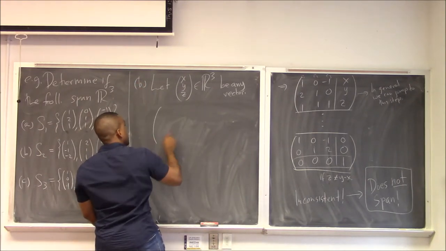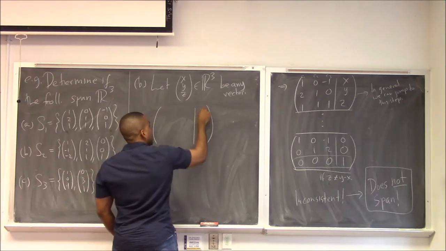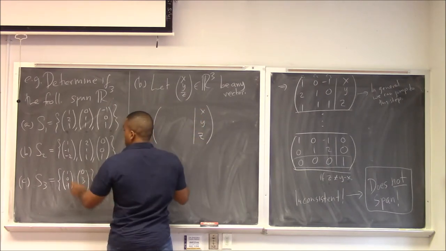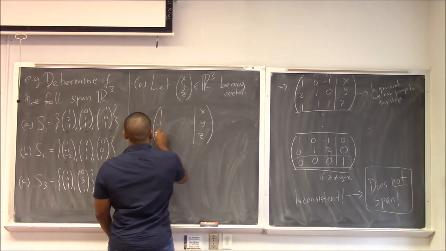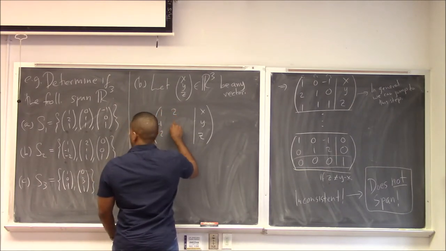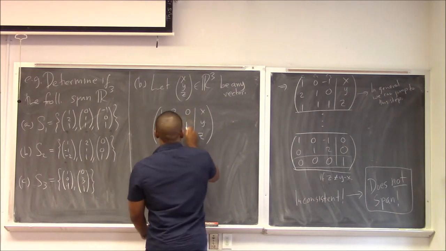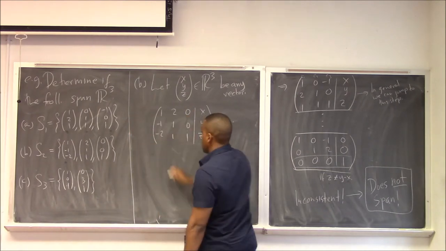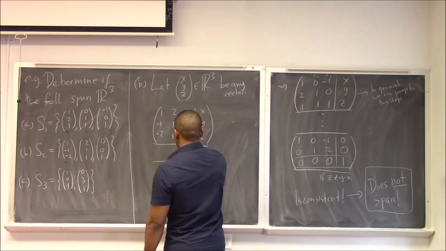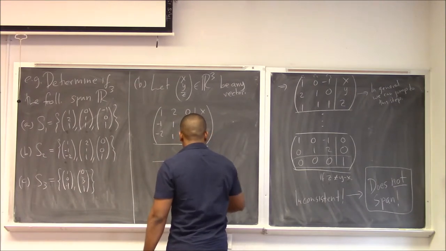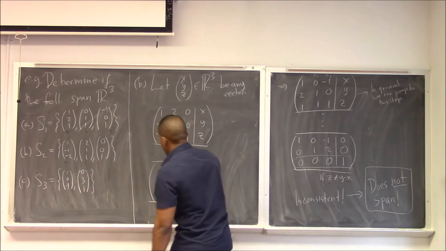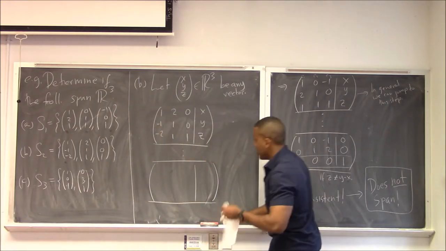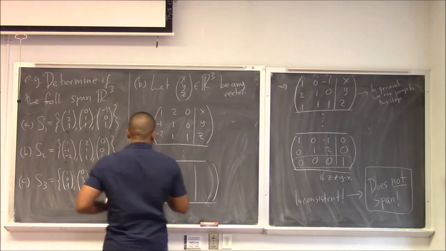So here, it ends up meaning we have to figure out if this guy is consistent. So I have a list of vectors I want to check they span. I'm just going to line them all up, put them as the columns in a coefficient matrix, and find the reduced echelon form. In this case, it reduces to something like this.